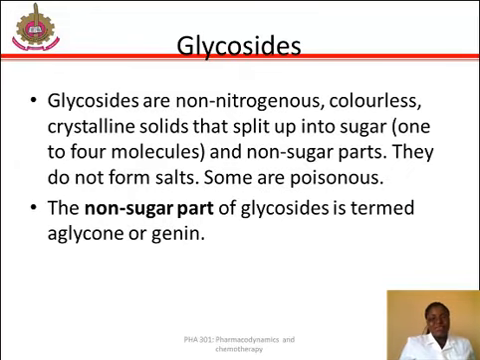Glycosides as an active constituent of plants. Glycosides are non-nitrogenous colorless crystalline solids that split up into sugar, that is 1 to 4 molecules, with non-sugar parts. They do not form salt. Some are poisonous, and the non-sugar part of glycoside is termed the aglycone or genin. The aglycone can be separated from the sugar part of the glycoside.